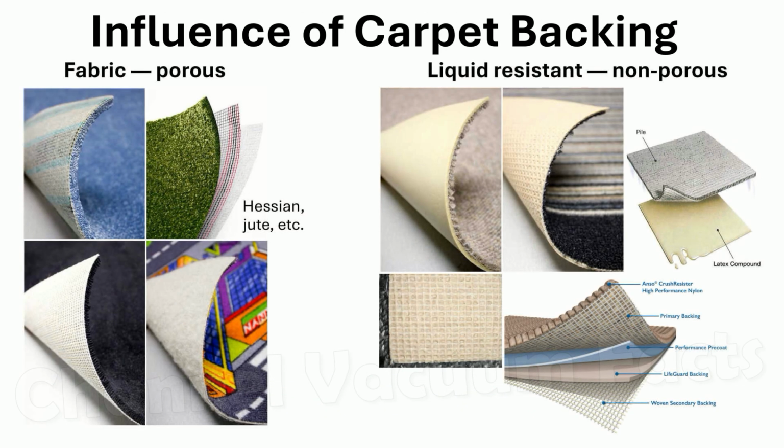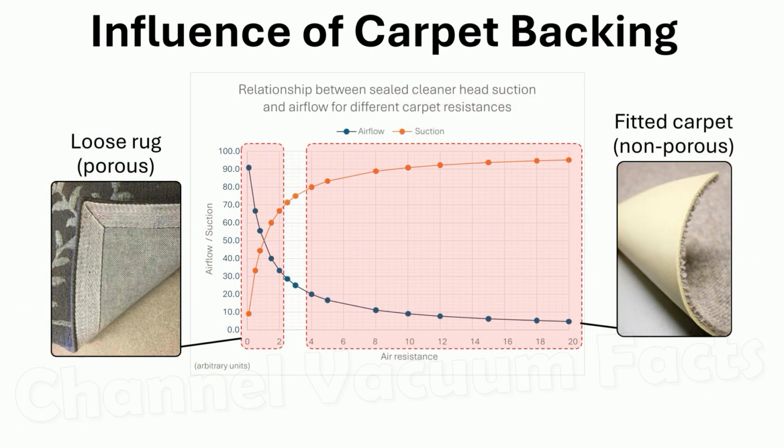Carpets can have porous or non-porous backing. Loose shaggy rugs tend to be porous, whereas good quality fitted carpets are more often non-porous and possibly with impermeable waterproof backing to avoid spills seeping into the underlay and causing rot. A carpet with porous backing or a loose shaggy rug offers considerably reduced air resistance, and so a larger current of air can flow into the clean head.